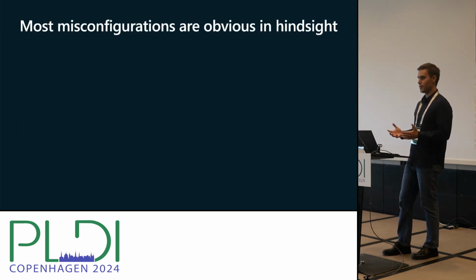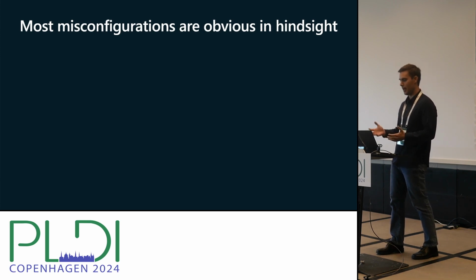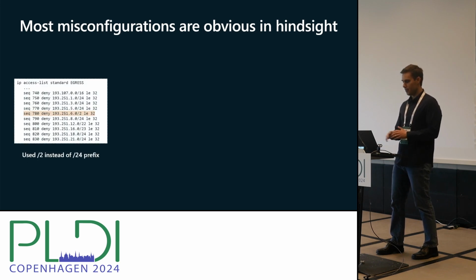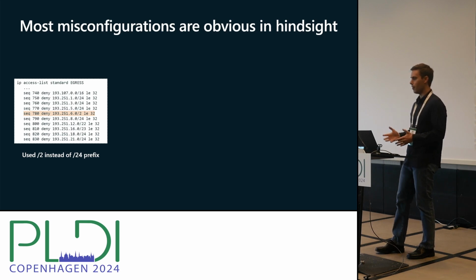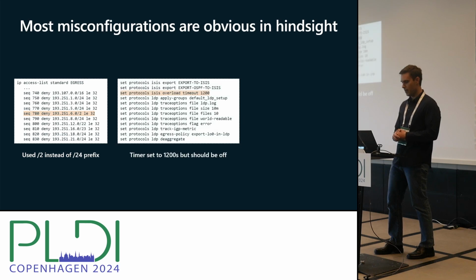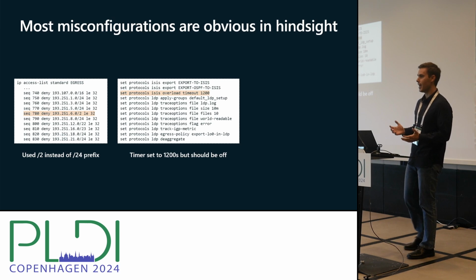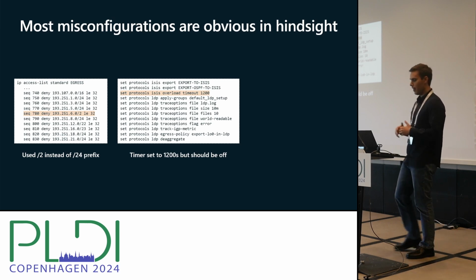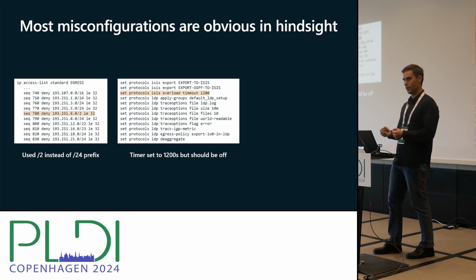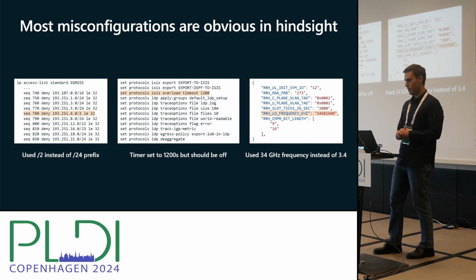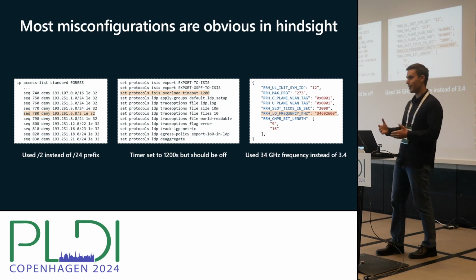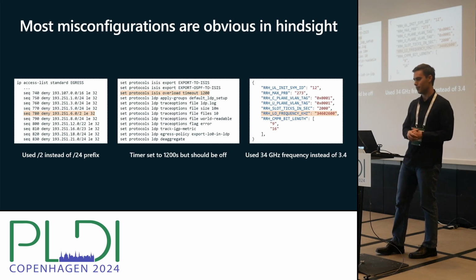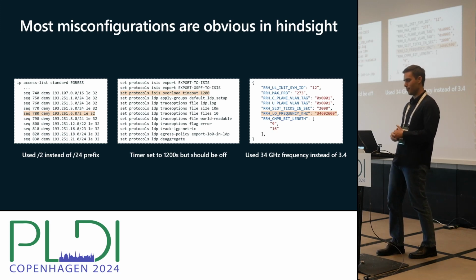Let's take a look at a few examples of the types of misconfiguration that have had wide impact in the past. Here's one example where a network operator has used a /2 subnet instead of a /24 subnet in a firewall rule, which results in almost all traffic being dropped. In another example, an administrator has configured a timer for an IGP protocol that should not have been used at all, and this caused the device to take on too much traffic, leading to congestion. And here's another example from a radio unit where someone has configured the unit to use a 34 gigahertz frequency instead of a 3.4 gigahertz frequency by accident, by including an extra 0 at the end.